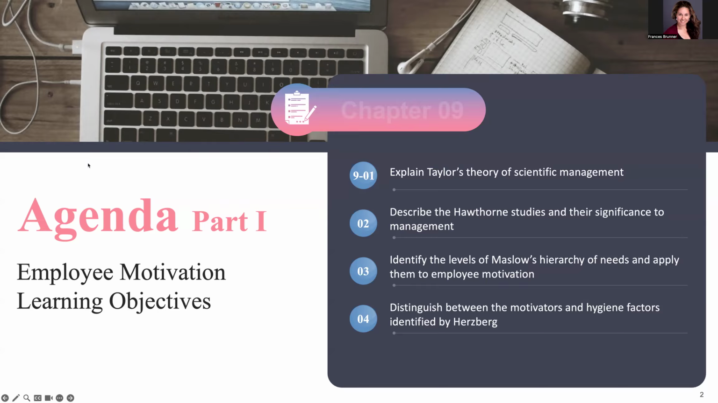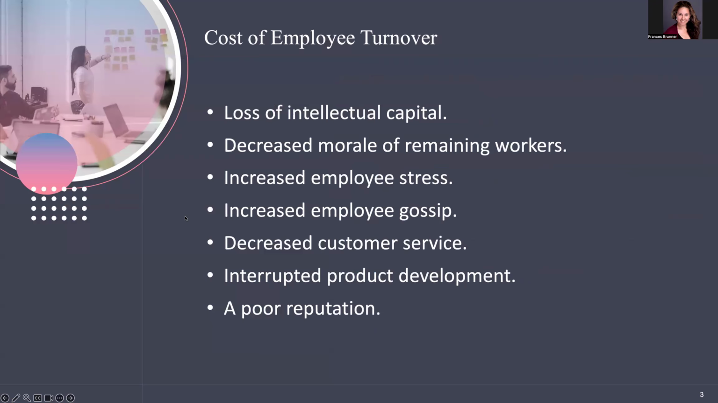So, to begin, what do you think are some of the outcomes of employee turnover? Costs for the company include a loss of intellectual capital, the working knowledge that individuals provide, and the knowledge they gain while experiencing the job is always lost, regardless of how many procedures and processes were documented.